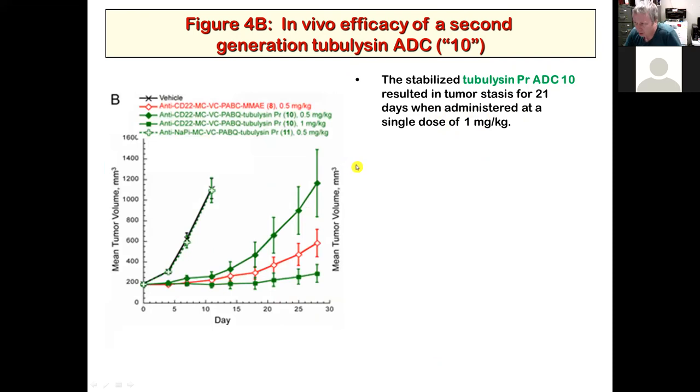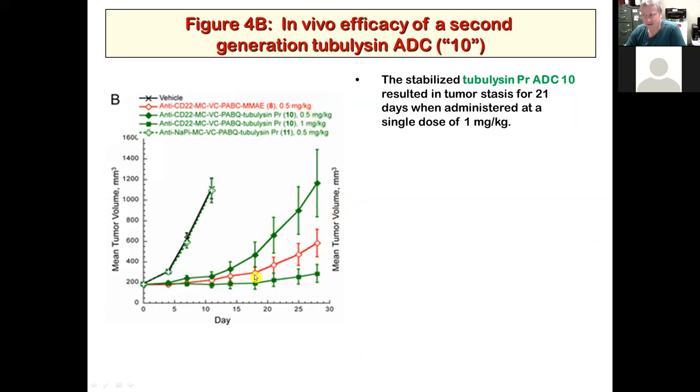So here, let's look at this data. All right, so the vehicle is like nothing. That's the black line. Also, the nappy one. They did the nappy, which is the off-target one. Well, that matches vehicle. So that's totally dead. So it looks like the squares, the bottom one, is their new tubulysin propyl one at 1 mg/kg. So it's actually doing really well, killing the tumor over 30 days. The red one is their competitor, and also this third line is their good one, their new one, but at 0.5 mg/kg.